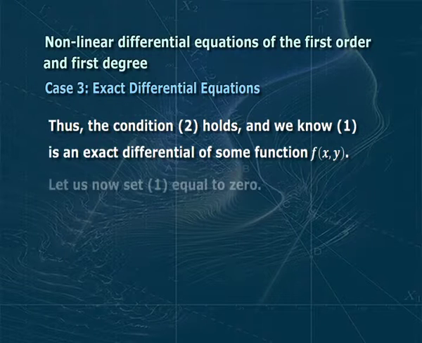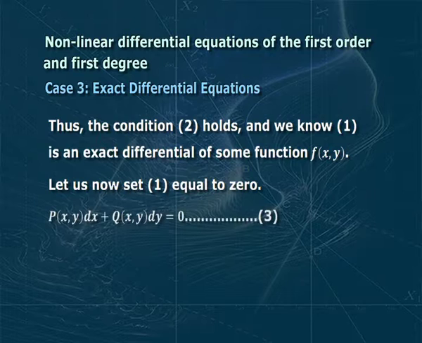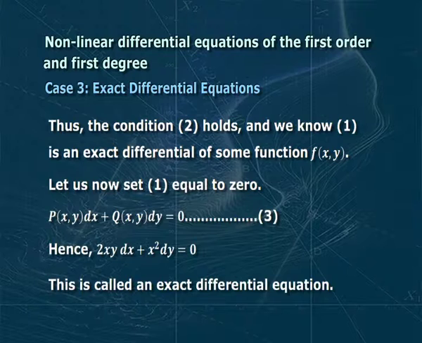Let us now set equation 1 equal to 0, that is P(x, y) dx plus Q(x, y) dy is equal to 0. This will be our equation 3. Hence, 2xy dx plus x square dy is equal to 0. This is called an exact differential equation.